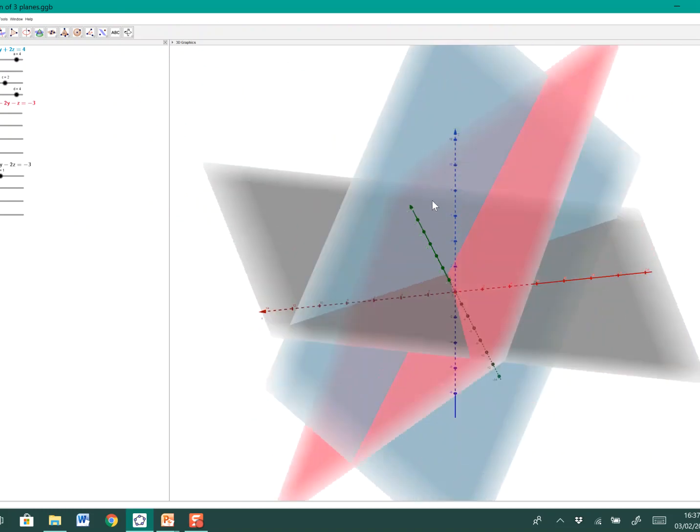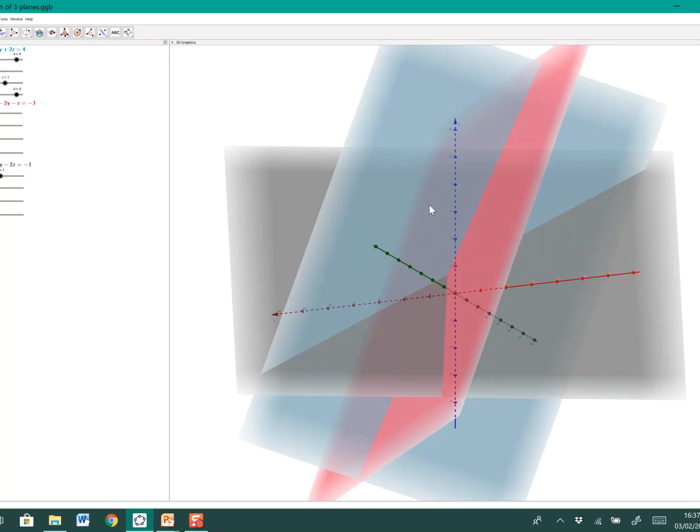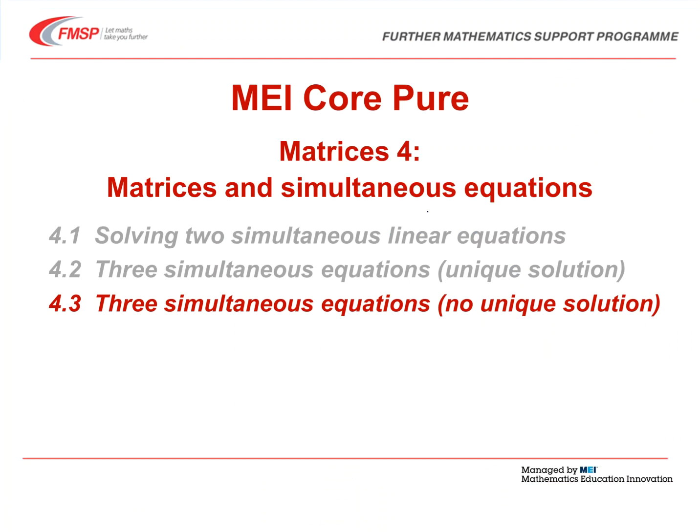In the next video, we'll be looking at what happens if the intersection of the three planes is not a single point. You might like to investigate that with 3 pieces of card before watching the next video. There are more notes on Integral or in your textbook on solving three simultaneous equations with a unique solution.